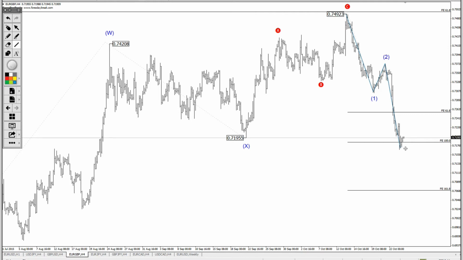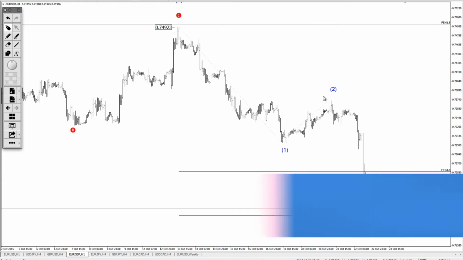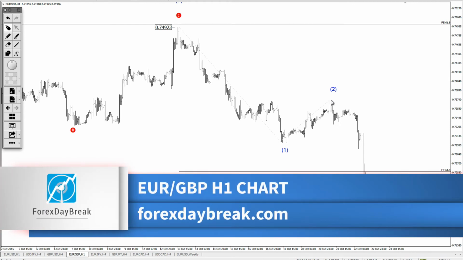And now, if this is going to form a five-wave structure, we can expect a correction and then the continuation of this trend. And perhaps we can expect a similar move to the first wave. So quite a nice decline is expected if this is going to form a five-wave structure. We are going to do a similar trade in Euro-Pound as in Euro-USD. So let's see this on the 1 hour chart. So here you can see the same structure on the 1 hour chart.